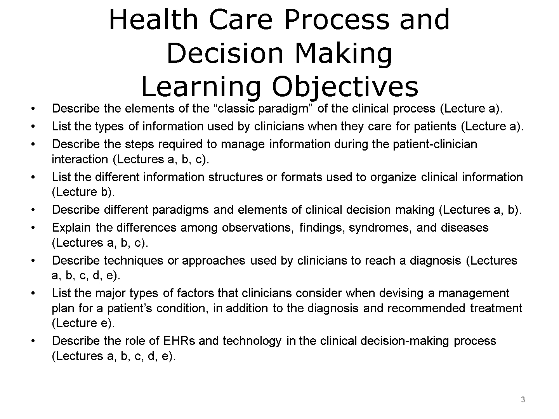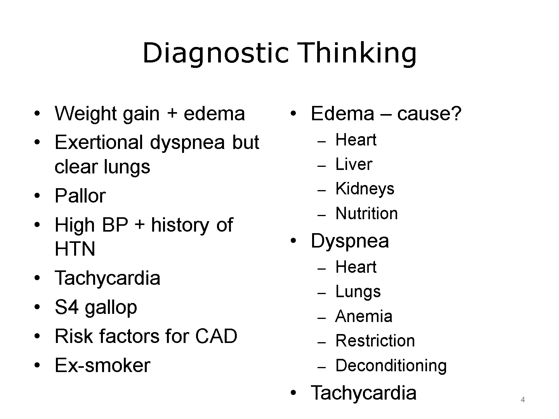Describe techniques or approaches used by clinicians to reach a diagnosis. List the major types of factors that clinicians consider when devising a management plan for a patient's condition, in addition to the diagnosis and recommended treatment. Describe the role of EHRs and technology in the clinical decision-making process. This lecture will discuss how clinicians arrive at a specific diagnosis to guide treatment.